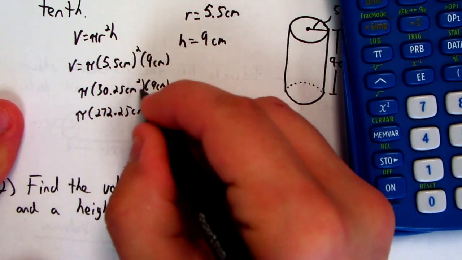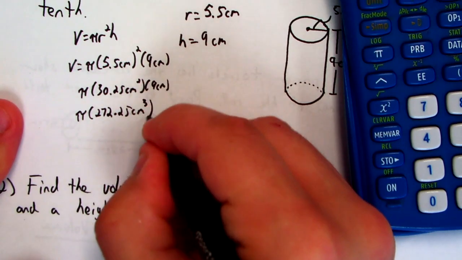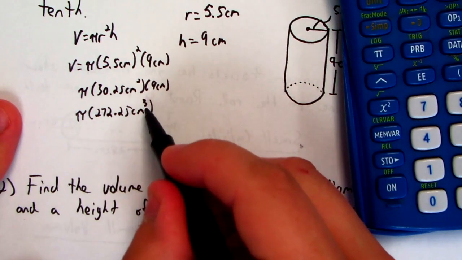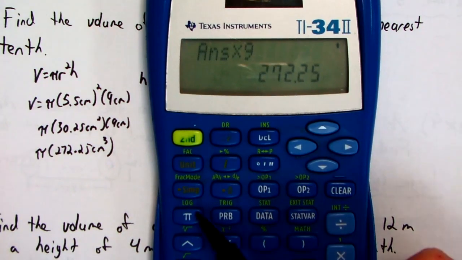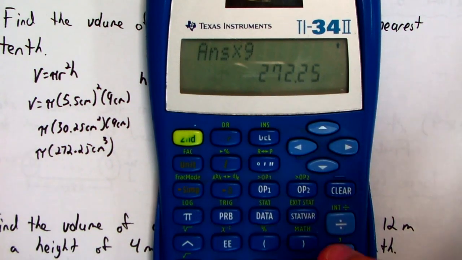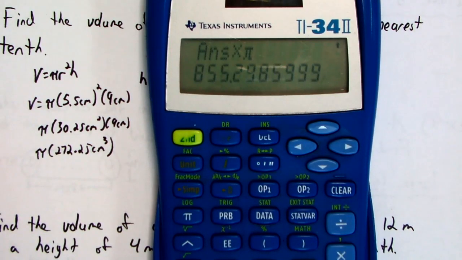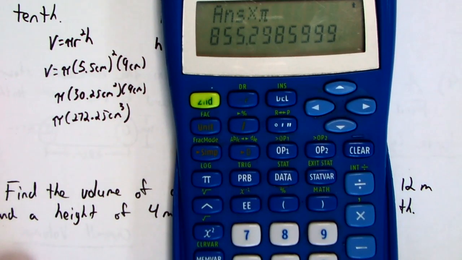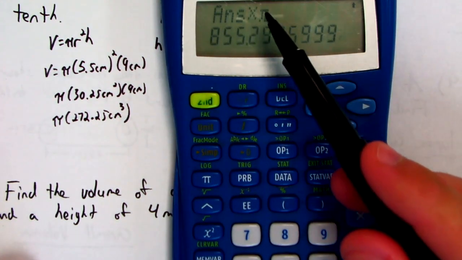Now, because we had centimeters squared here and centimeters here, that means this is going to be centimeters cubed. And if you recall from last year, whenever we have volume, that's in 3 dimensions, which is why this number here needs to be a 3. Now, this last part right here is the pi button. So if we hit times pi, we get this answer here. So if we look at this, 855.2985999, and it would continue going on forever because pi goes on forever, but this ends here because it rounds.